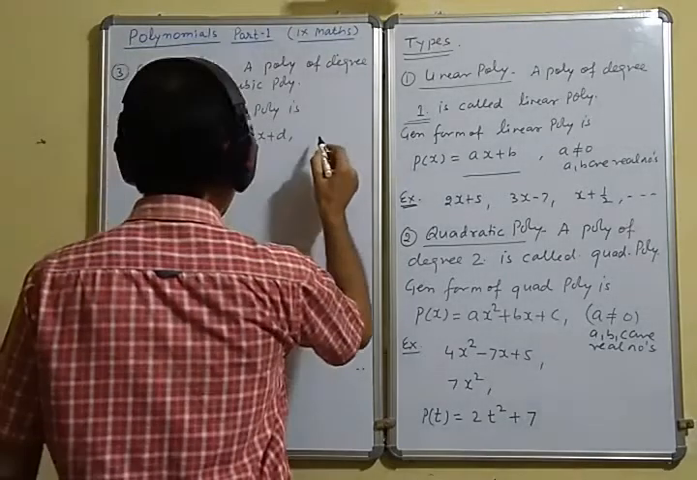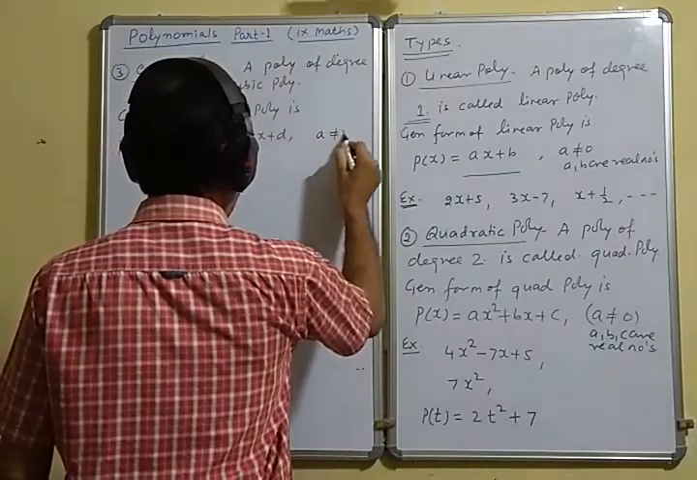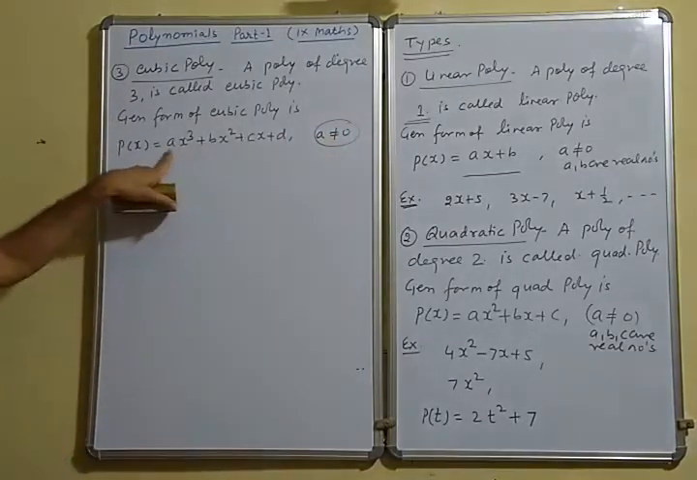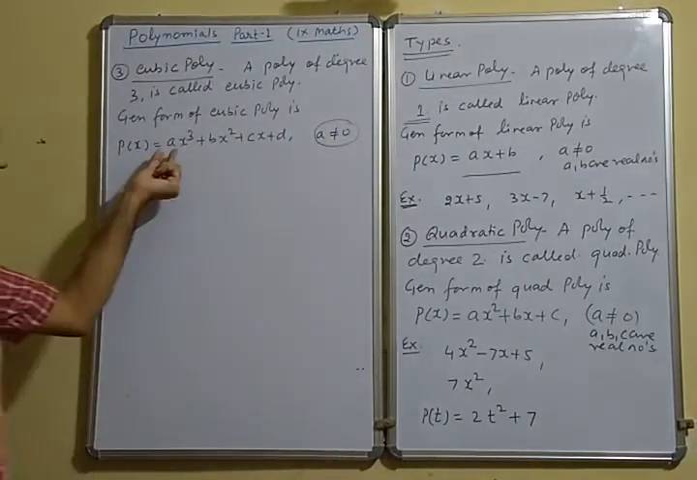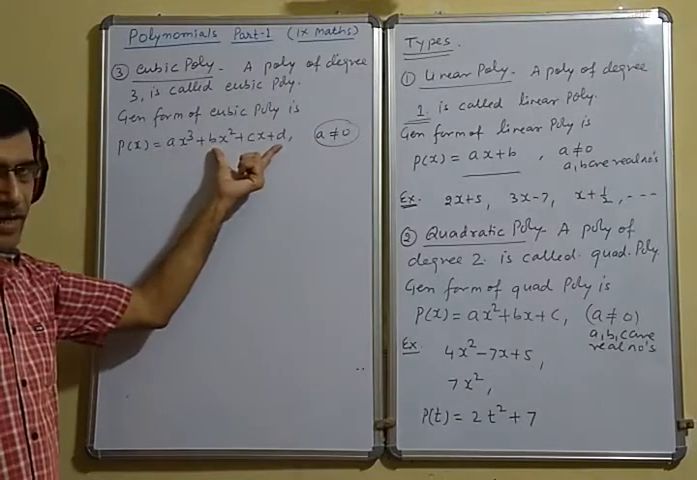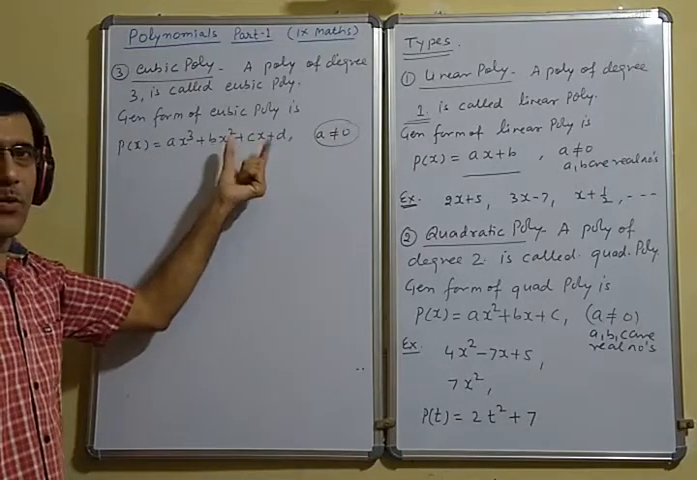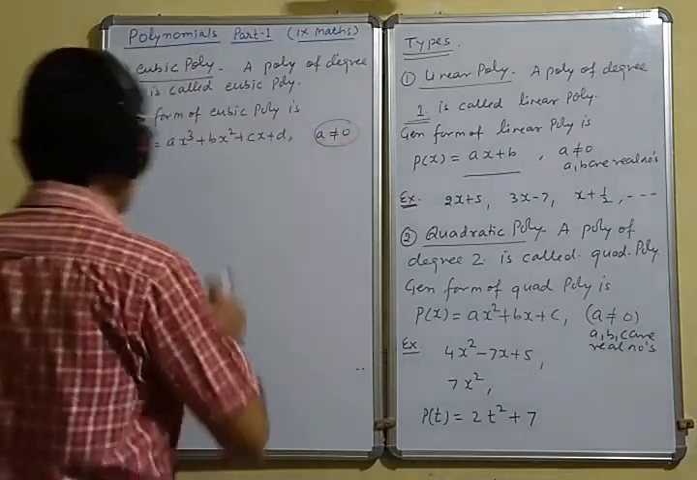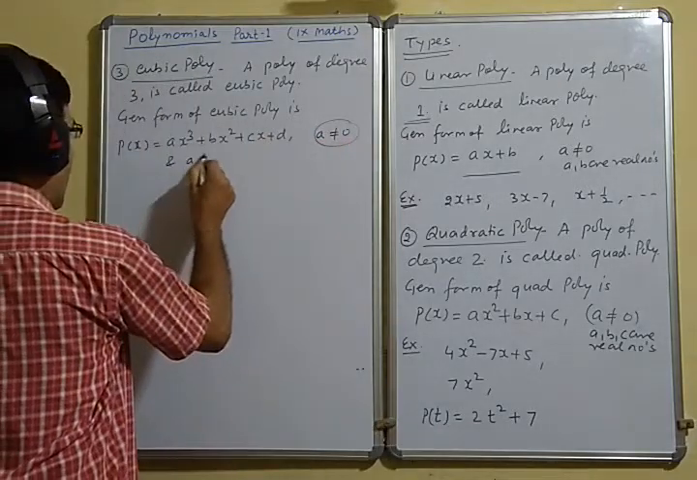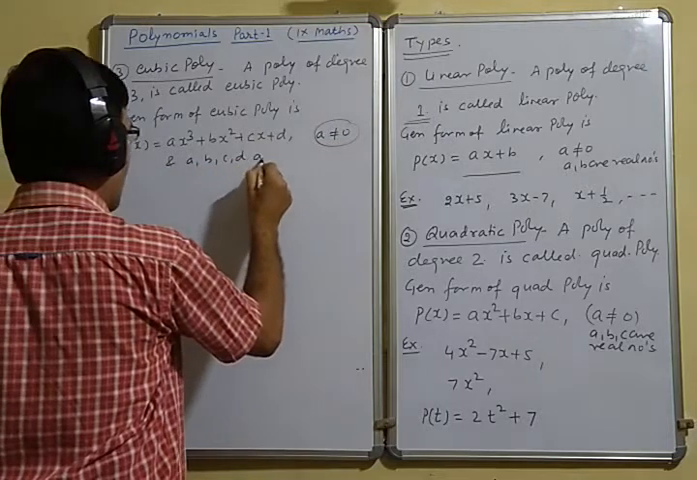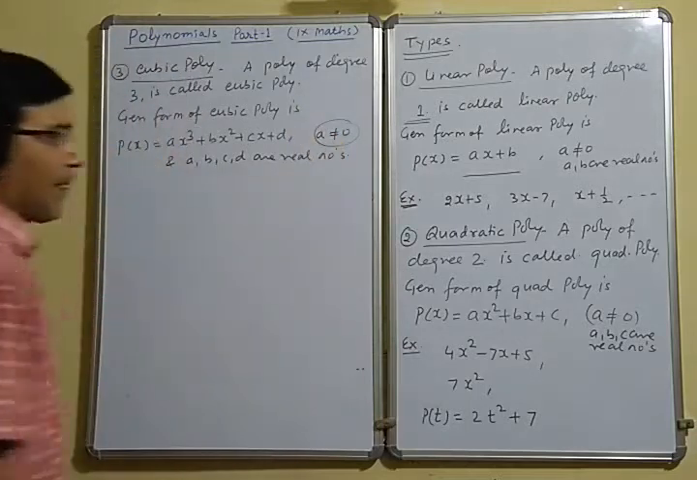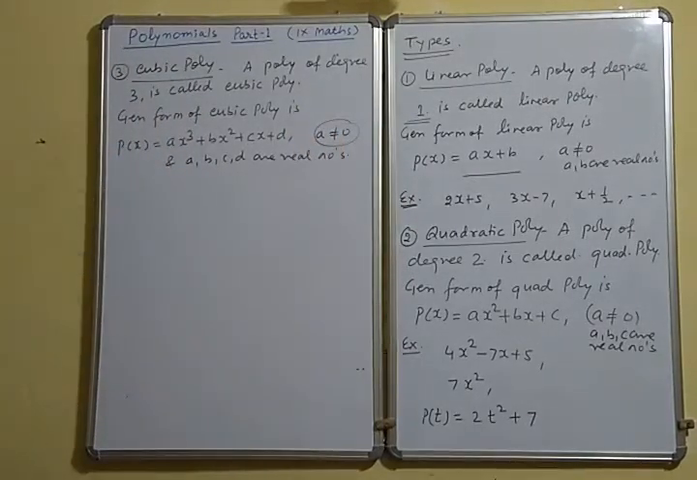Now the condition is a cannot be 0. Why? If a becomes 0, the whole term becomes 0 and you will get a quadratic polynomial, because the degree is 2. So a cannot be 0, and a, b, c, d are real numbers. So this is a cubic polynomial.